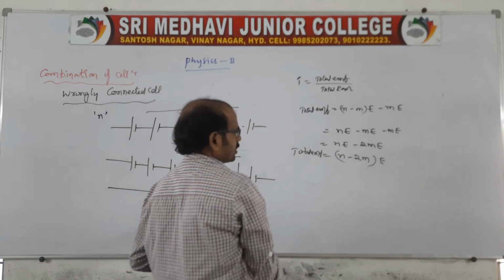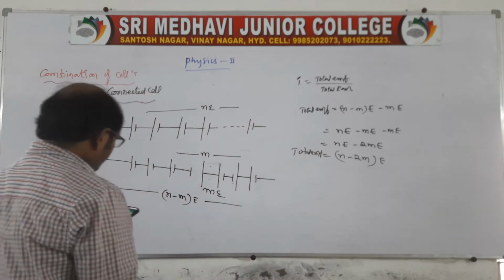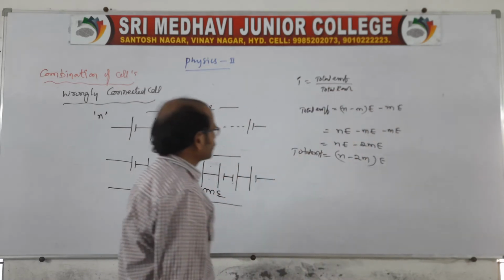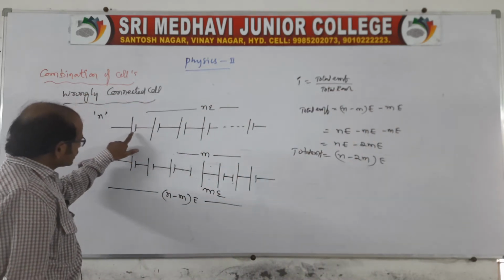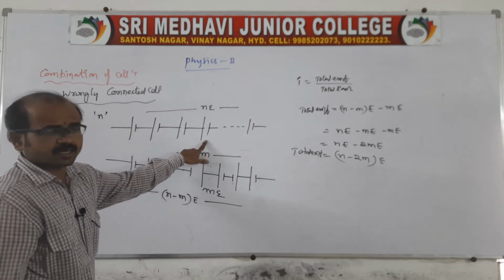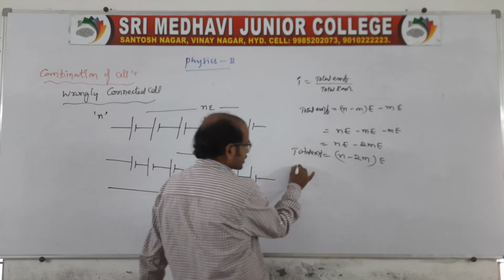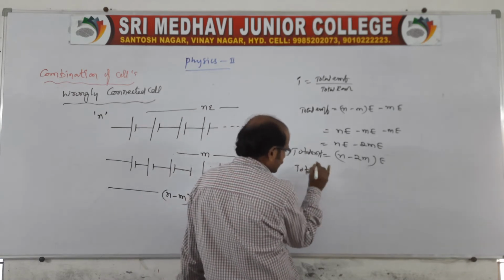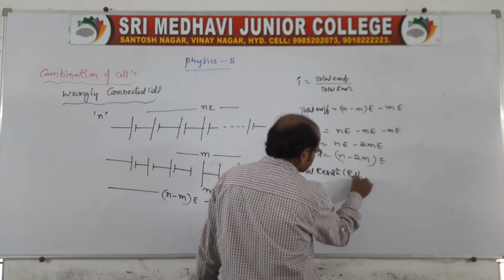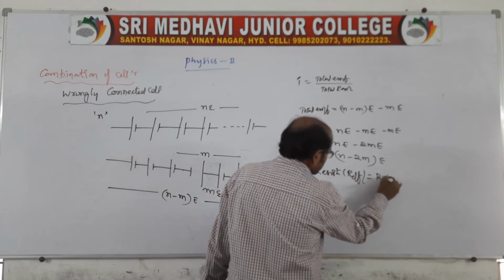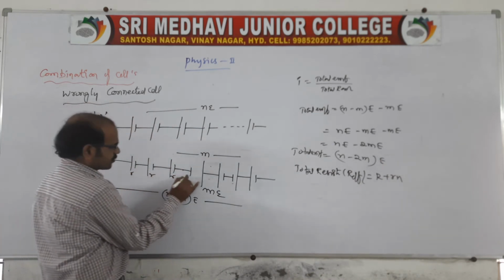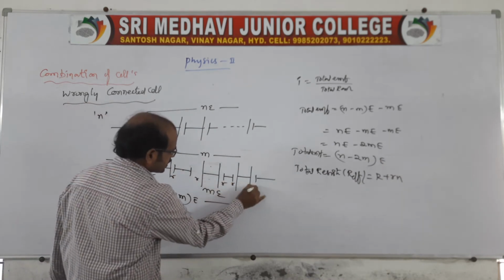Now the total resistance also we need to find. Each and every cell has internal resistance r, and it is connected to the external resistance. So the total, or effective, resistance R effective is equal to capital R plus nr, because the internal resistance remains the same for all cells.